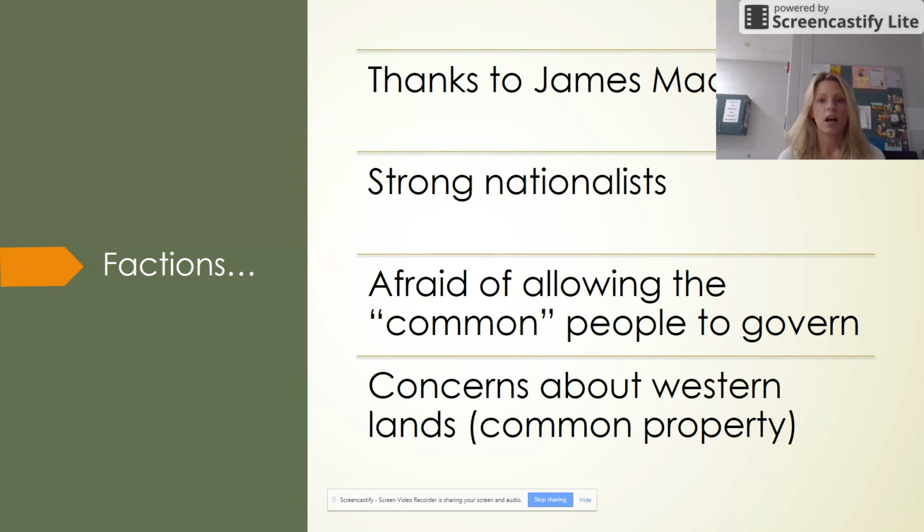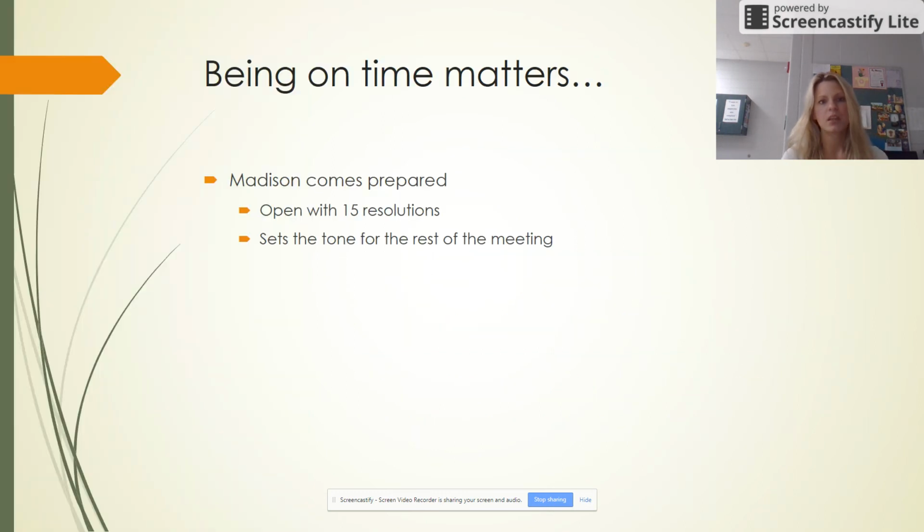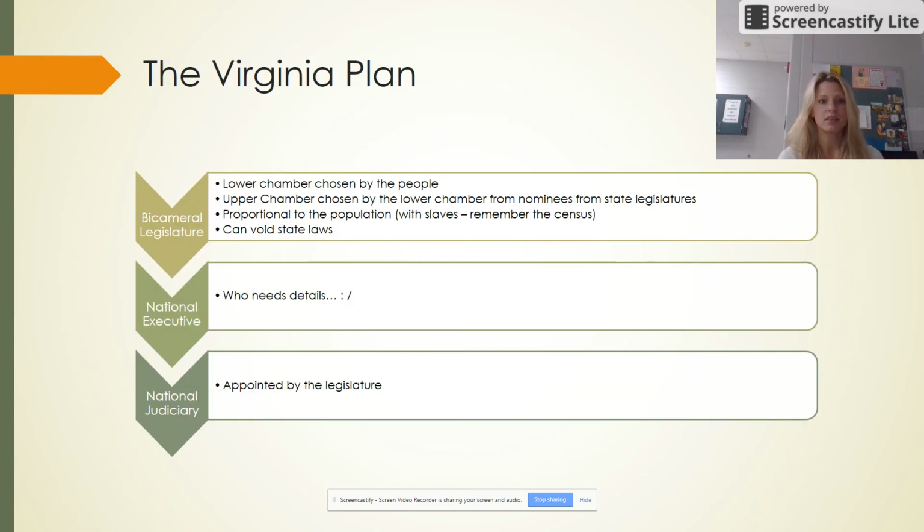So they are strong nationalists, the people that follow James Madison, and they are afraid of allowing the common people to govern because they really don't know what's going on. And their concern is about Western lands and common property. They want to make sure that if the government gets more land in the West, that everybody has a say over it, not just more powerful states. So Madison comes prepared. He is there early. They open up with 15 resolutions, and it sets the tone for the rest of the meeting.